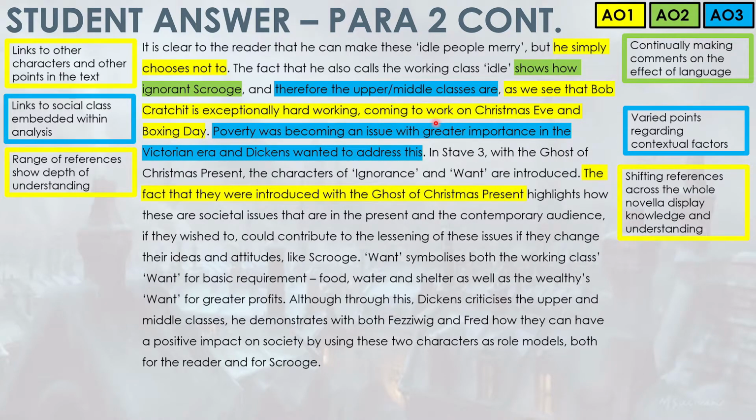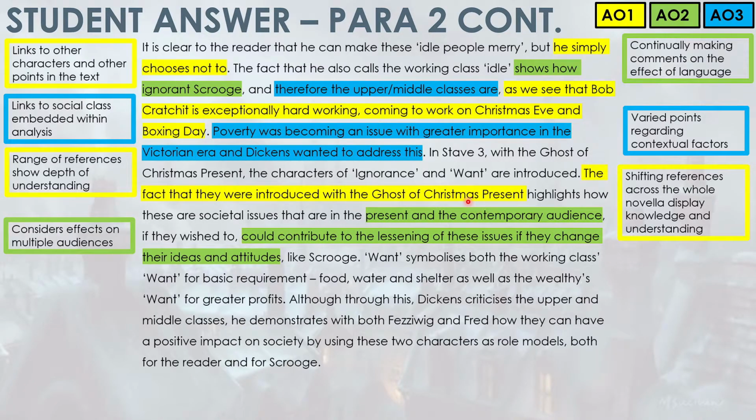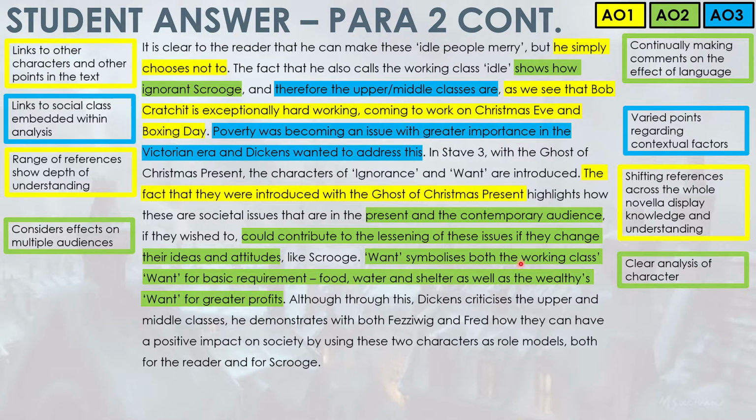So the fact that we flicked between these parts earlier in the novella to these parts a little bit later shows that understanding. And then again, the effects of multiple audiences, not just the present audience of when Dickens was writing in 1843, but the contemporary audience being our modern audiences today. Then again, want symbolises both the working class's want for basic requirements, clear analysis of the character of want, and it clearly links to greed as well.